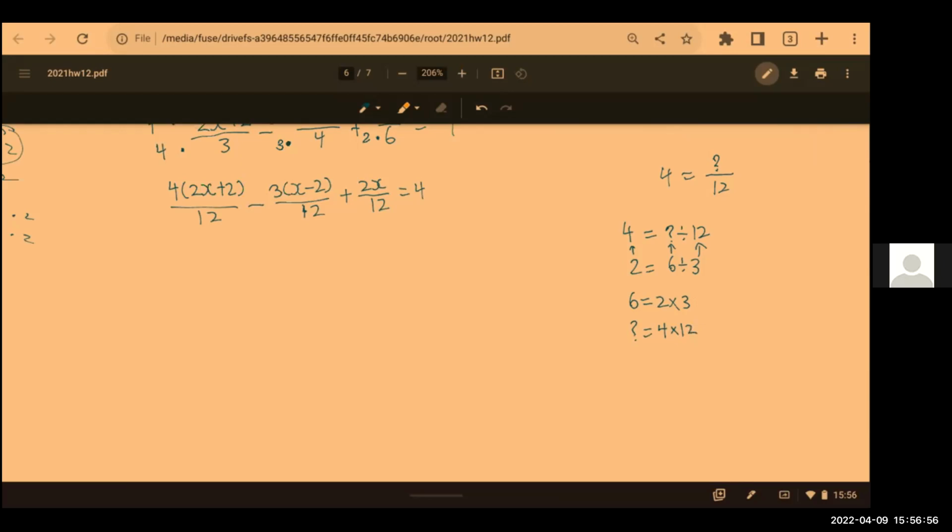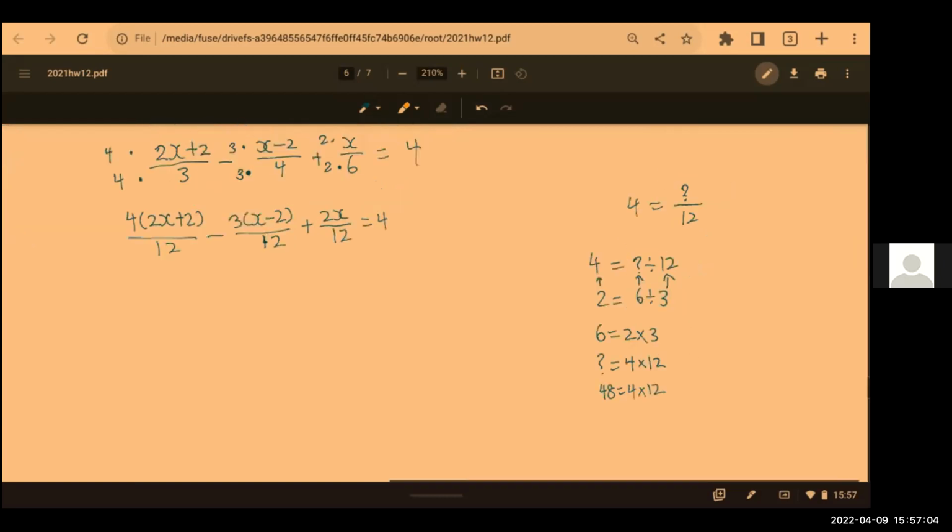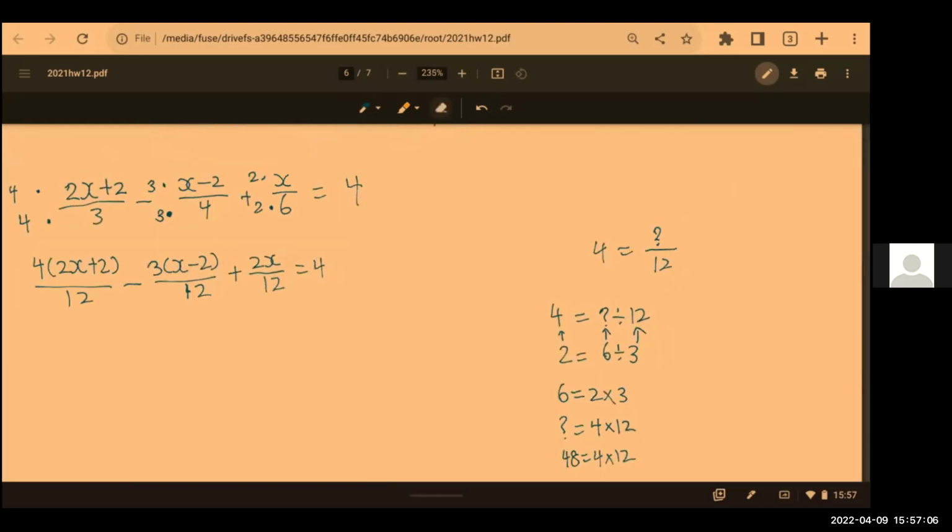Yeah. So the question mark is 48. Then replace your question mark on top with 48. Can you erase your 4 here? Straight away write 48 over 12. And I will tell you why you need to do this. Can you see that they all have 12? You know what you can do?